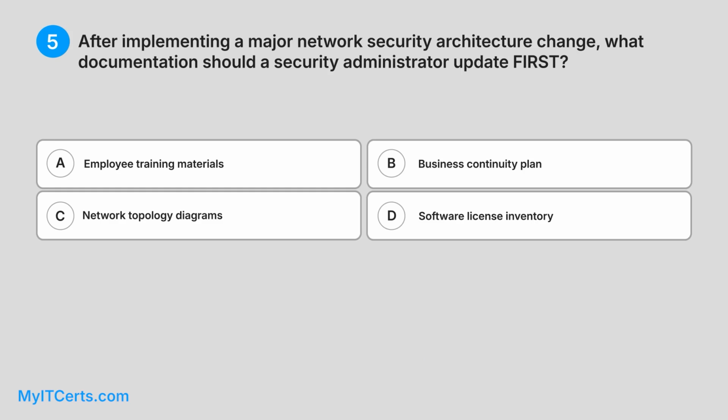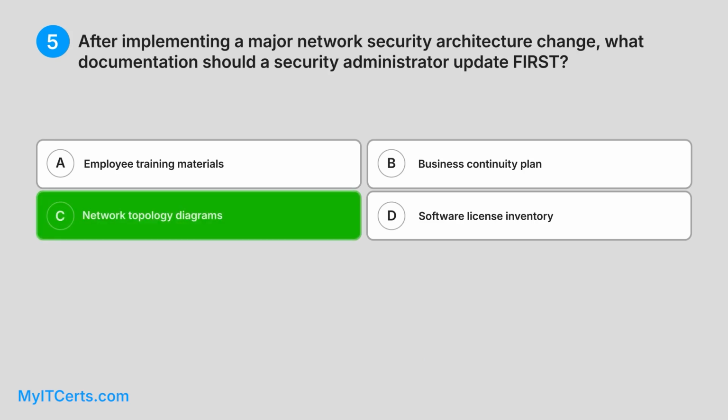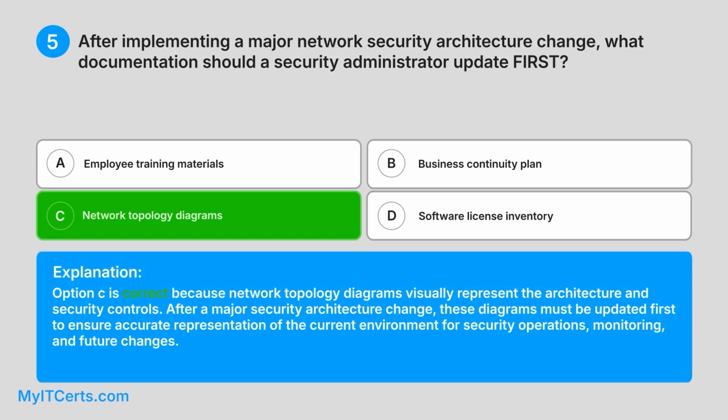Correct answer. C. Network topology diagrams. Explanation. Option C is correct because network topology diagrams visually represent the architecture and security controls. After a major security architecture change, these diagrams must be updated first to ensure accurate representation of the current environment for security operations, monitoring, and future changes.